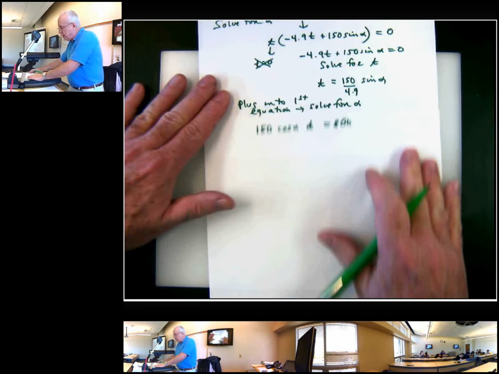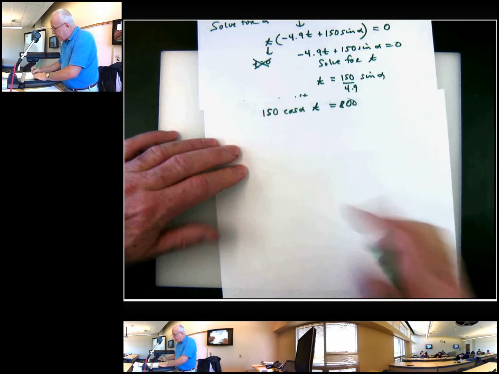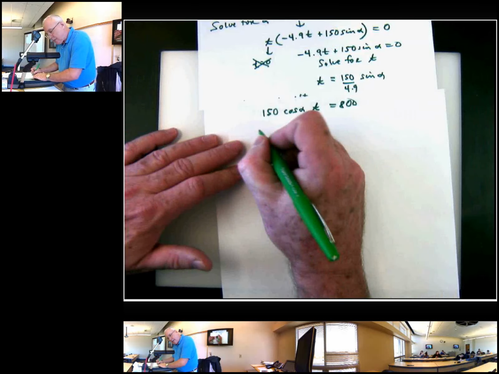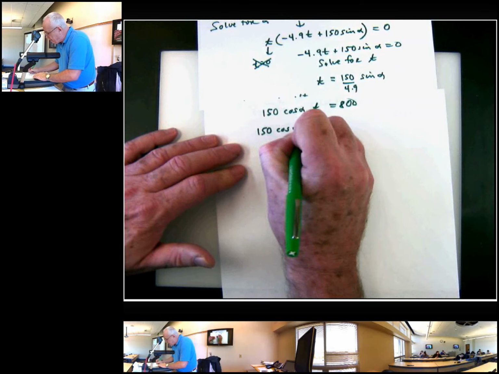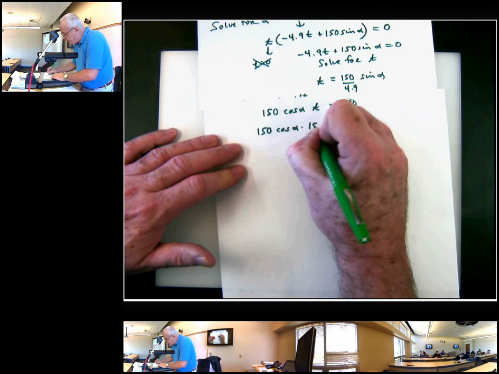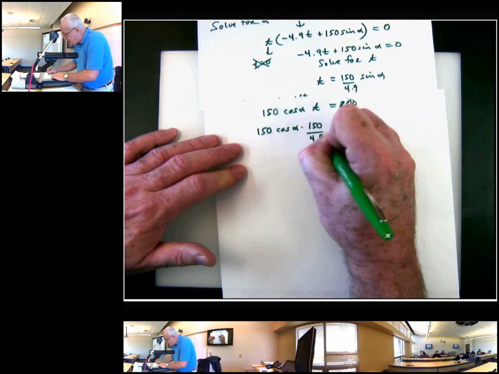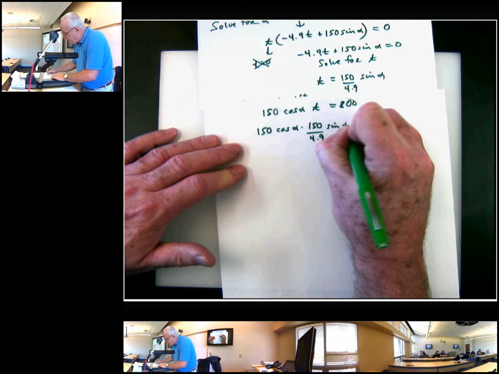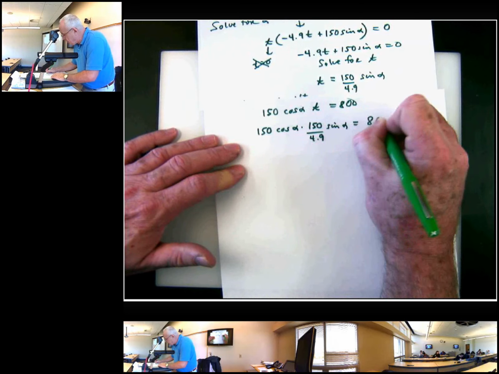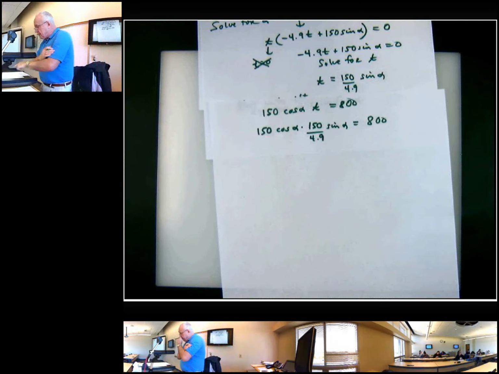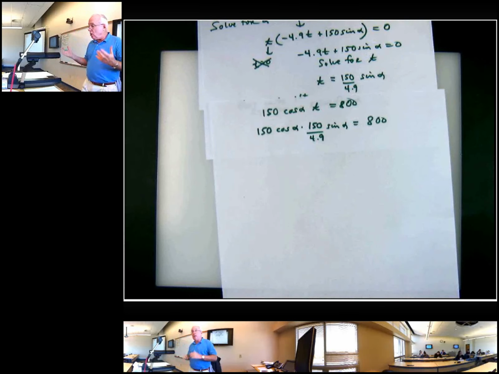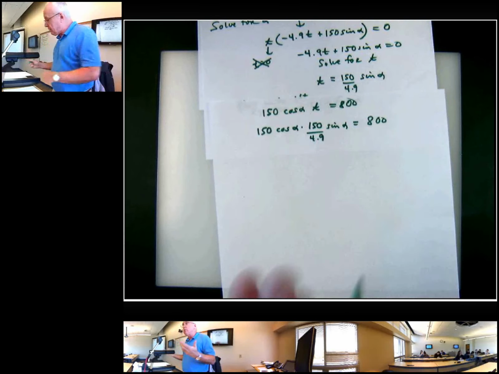Okay, so let me plug in my value for t, so I get that 150 cosine of alpha times 150 over 4.9 times the sine of alpha, that equals 800. Just plugging it in. All right, now we're solving for alpha here. We don't have t anymore, so we can solve for alpha.